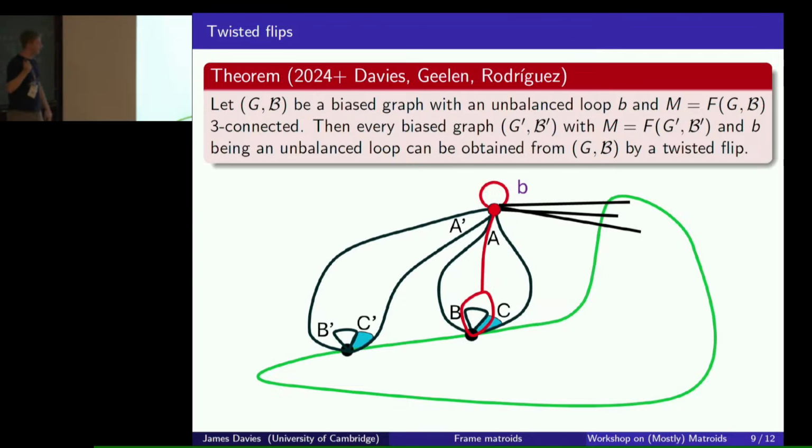Okay, and this is more or less all you can do with twisted flips. So inequivalent representations, when we have B as a fixed unbalanced loop, are all the same up to these twisted flips.